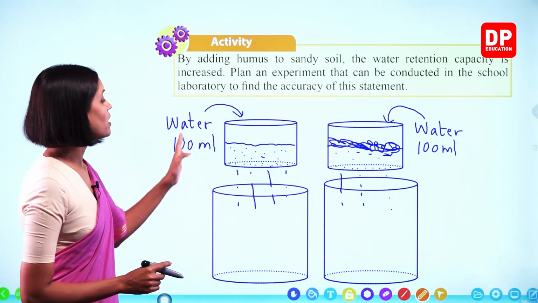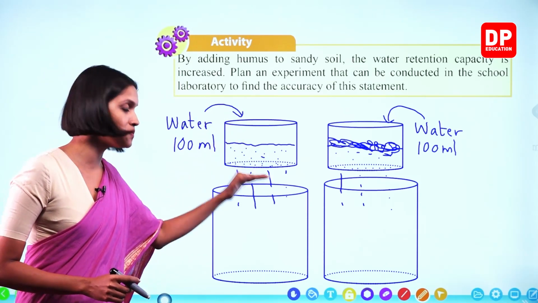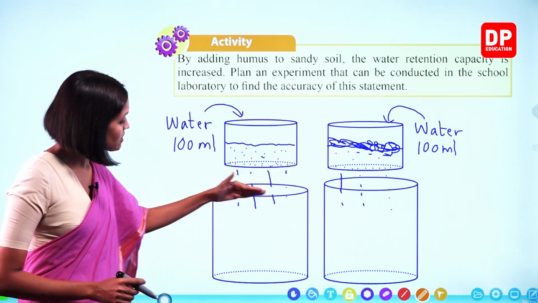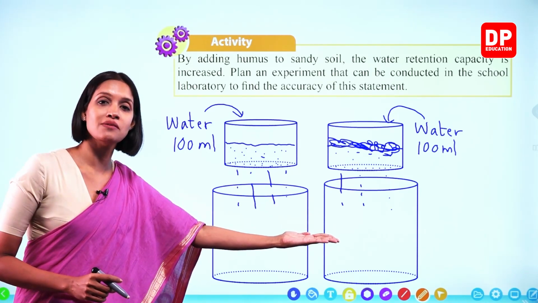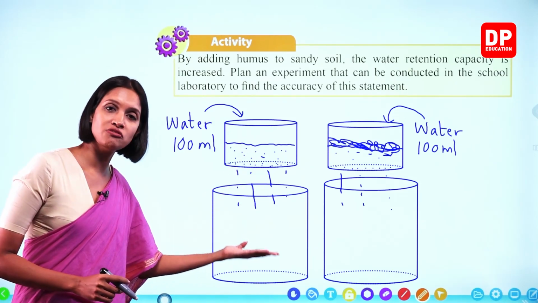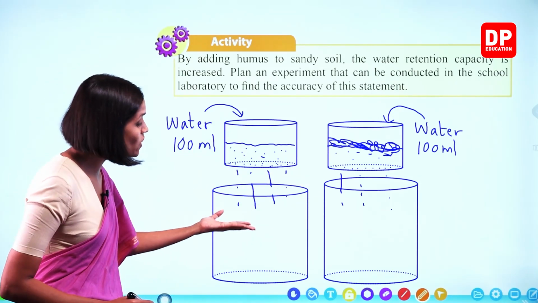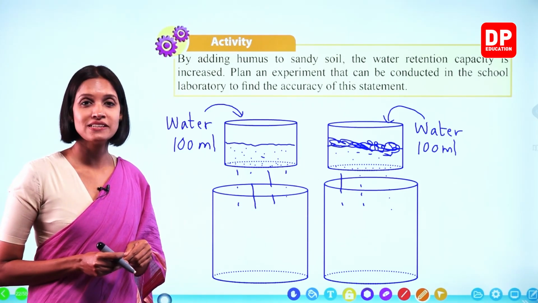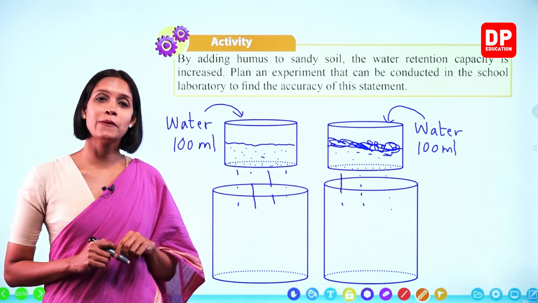Right? And finally, you have to leave both the setups for the same time period. Let's say 15 minutes. After that time period, you have to collect these water samples, measure their volumes, and check which one has more water collected at the bottom. Right, children? So we'll go to the lab and do this very interesting activity now.